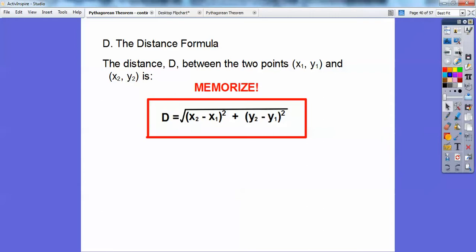Okay, so I don't know what you got to do to memorize that. Write it down 5 times. That's what I usually recommend, and that'll usually do it. So square root, and I always do square root, parentheses squared plus parentheses squared, and I put minuses in the middle, and the x's go in one and the y's go in the other.